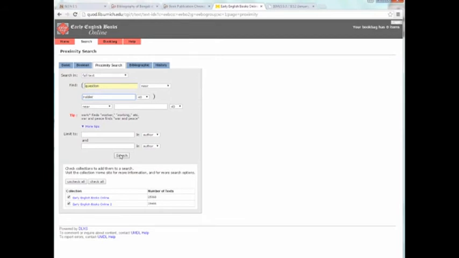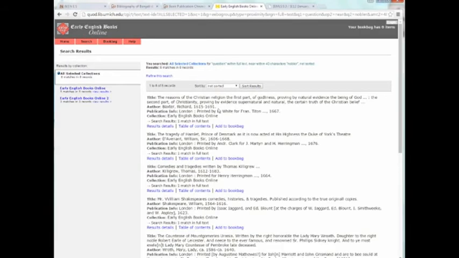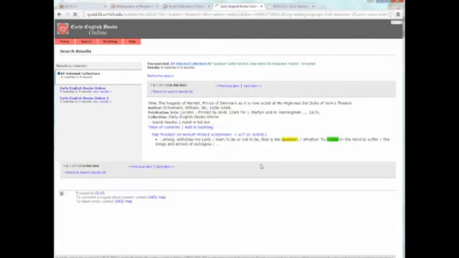So the words question and nobler, how often do they occur in close proximity to each other in any writing in the entire period? Well, it happens 8 times, it seems. And one of them is The Tragedy of Hamlet, Prince of Denmark. You see? But there are apparently 7 other places where the 2 words occur close to each other.